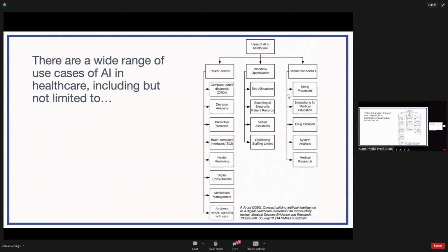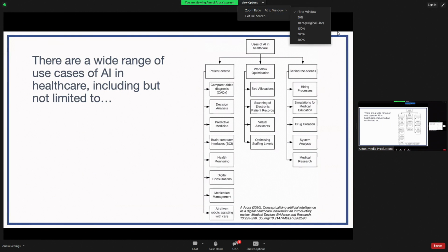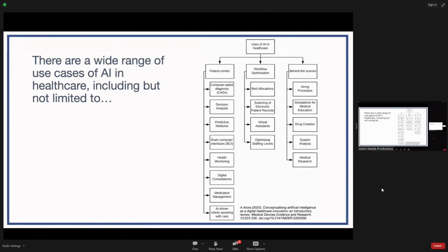And of course, there's a massive range of use cases in AI in healthcare, and it's growing every day as well. The ones we usually hear about are computer-aided diagnosis and predictive medicine on the left-hand side here. But it's also important to recognize that there are behind-the-scenes uses that might end up being implemented even sooner, and that can have a huge benefit to the NHS. And there I'm talking about things like bed allocation or simulations for medical education, even things like automated drug creation using AI to predict novel drug targets. That's a real emerging area of research.